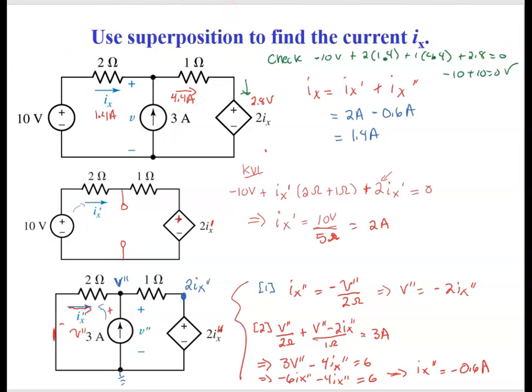Key thing to remember in this problem is that when we kill the sources, we kill the voltage source by shorting it, that was down here. We kill a current source by opening it, that was right here. In both of these circuits, we cannot kill the dependent source, so we left those intact. The dependent source was dependent upon Ix, and Ix changed in both of these circuits.